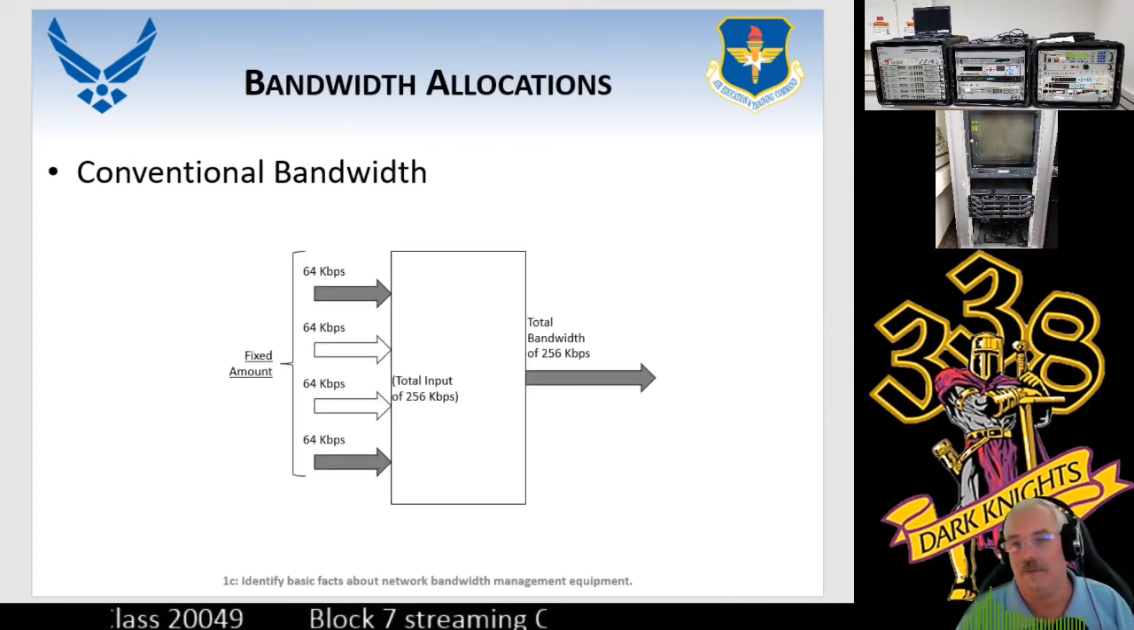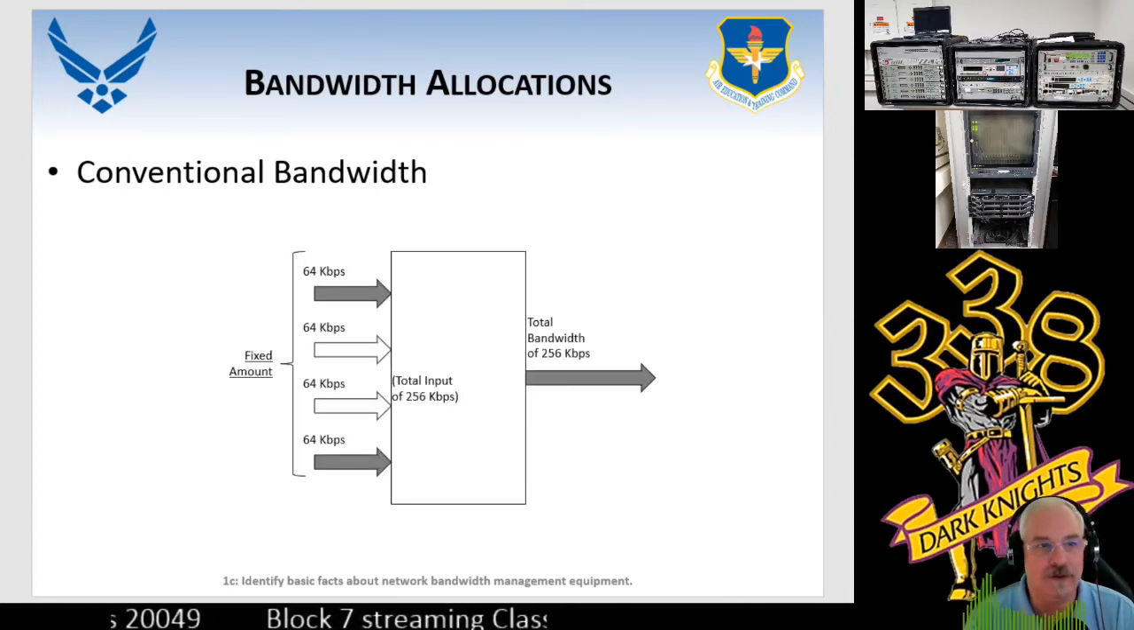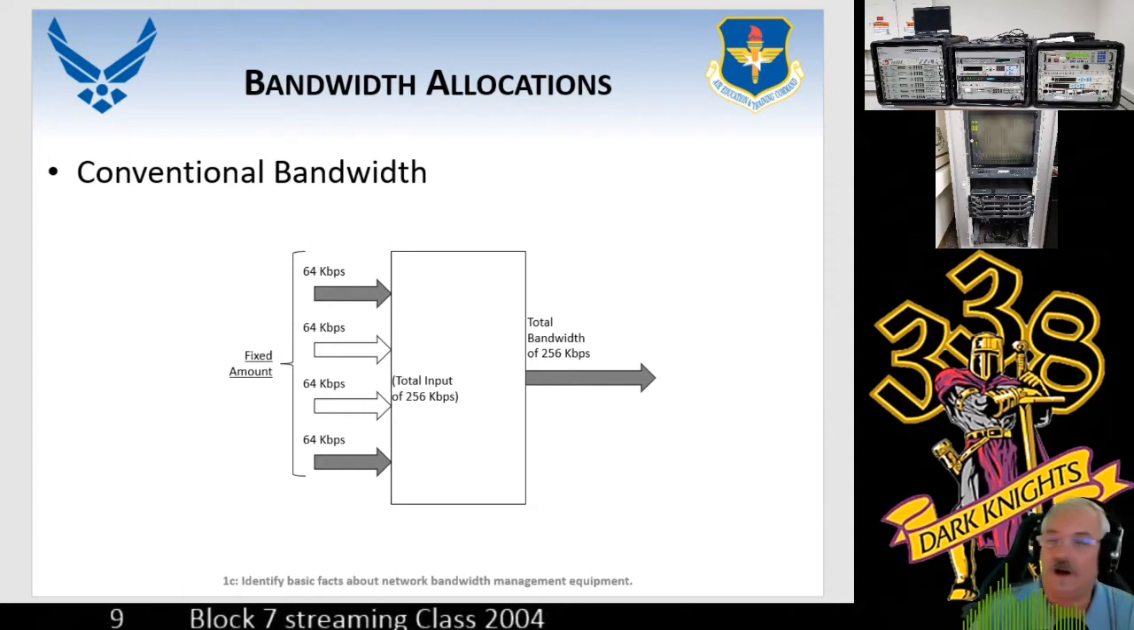Here is an example of conventional bandwidth where you can see that we've got four channels. Each one of them has been given 64K. You can see channel 1 and channel 4 are being used. However, channels 2 and 3 are not being used. What does that mean? It means your bandwidth still is 256, but you're only using 128 here. So you're losing 128 as far as bandwidth is concerned.